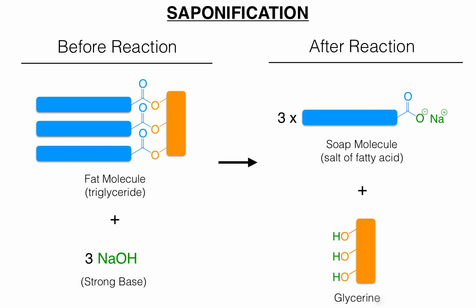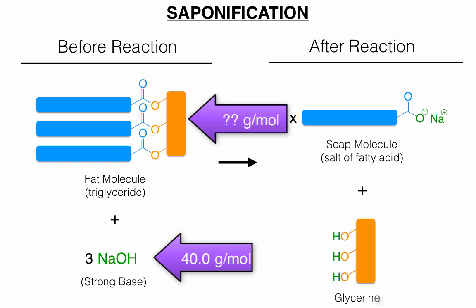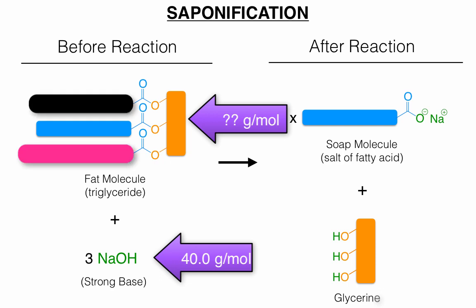The molecular weight of sodium hydroxide is 40 grams per mole. However, determining the molecular weight of triglycerides can be a little bit tricky. You probably already know that there are a variety of different fats out there, and the main difference between them is their fatty acid composition. Mainly, the 3 blue legs are different depending on the oil you use.